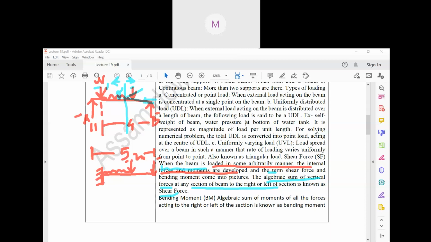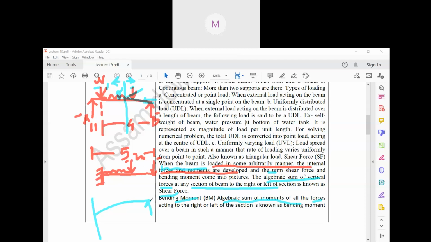After force is acting, there will be certain moments. Moment you all know is force into perpendicular distance. So if there is a certain amount of moments, force into perpendicular distance, then the term bending moment comes. Bending moment is the algebraic sum of the moments of all the forces. Now look, suppose we think of only this part. This is the section.